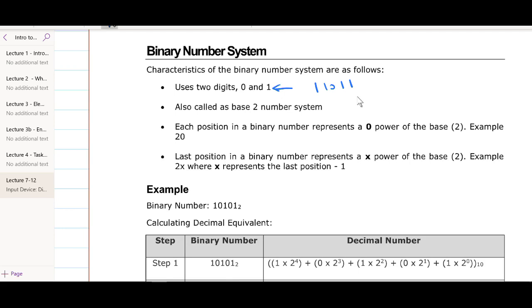And then, as we said in the introduction, each position in a binary number represents a power of the base 2, starting with the 0 power of the base. And in this case, our base is 2. The last point we want to say is that the last position in a binary number system represents a power of the base, for example 2 to the power of x minus 1, where x represents the last position.